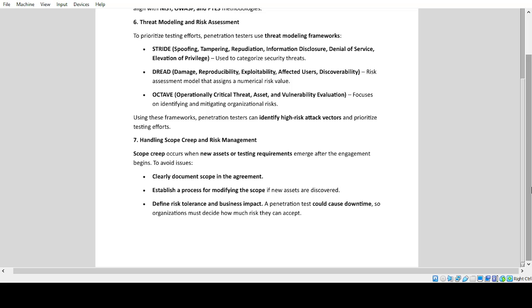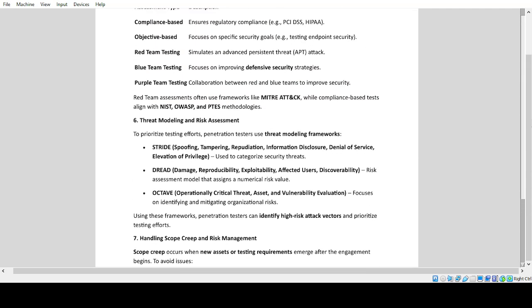7. Handling scope creep and risk management. Scope creep occurs when new assets or testing requirements emerge after the engagement begins. To avoid issues, clearly document scope in the agreement. Establish a process for modifying the scope if new assets are discovered. Define risk tolerance and business impact. A penetration test could cause downtime, so organizations must decide how much risk they can accept.